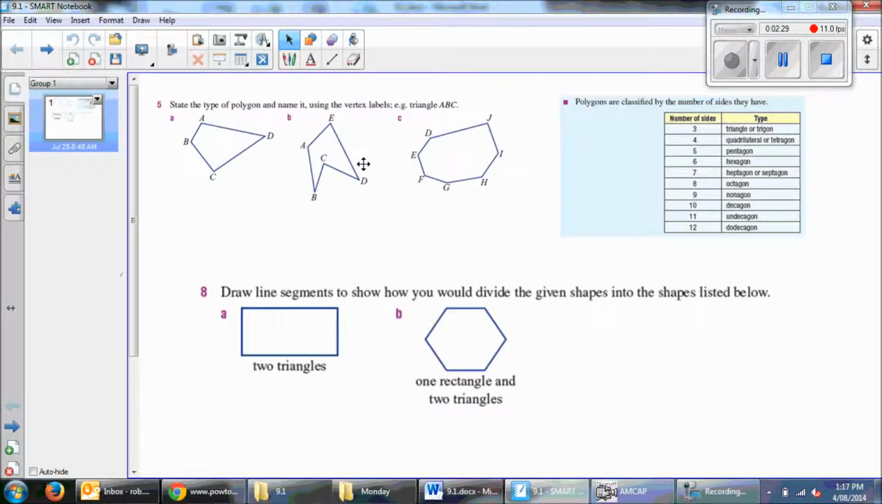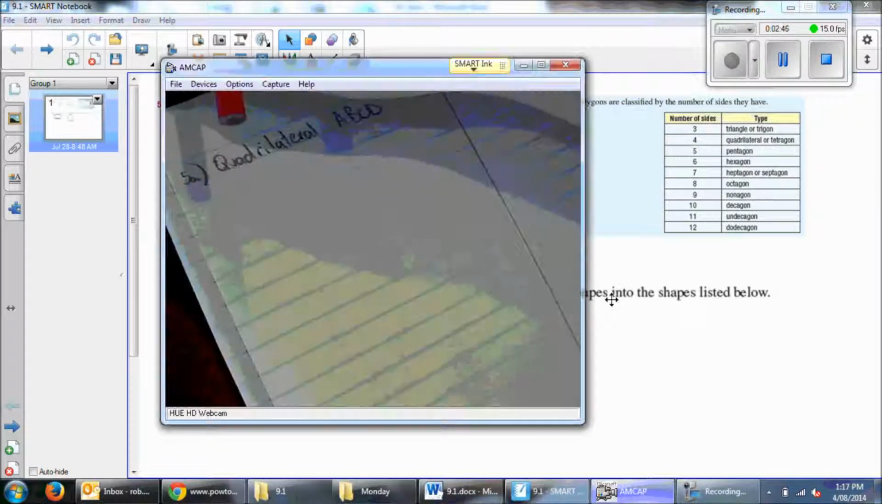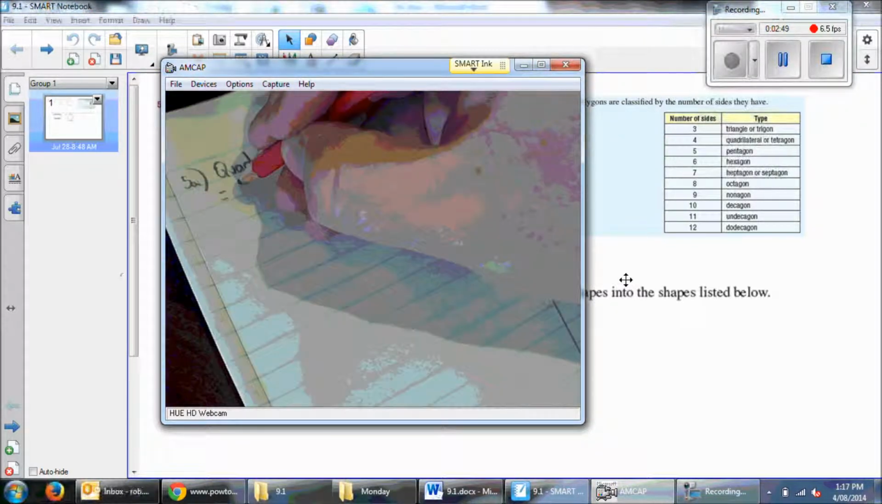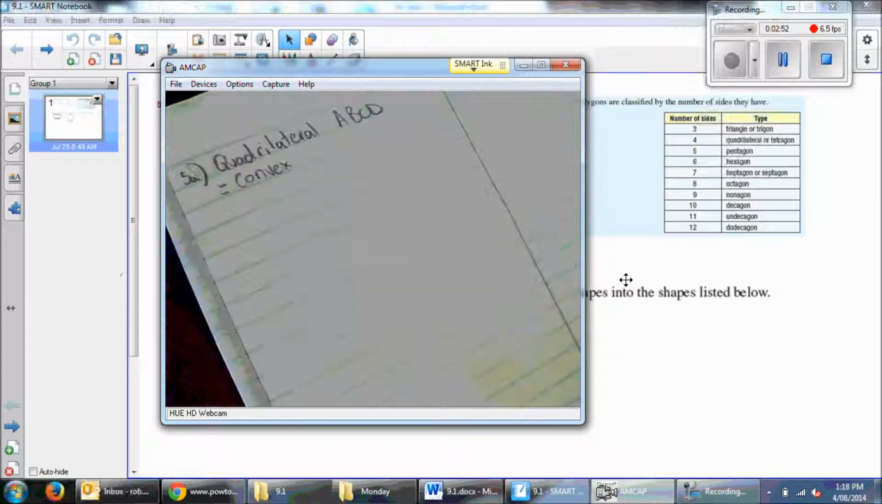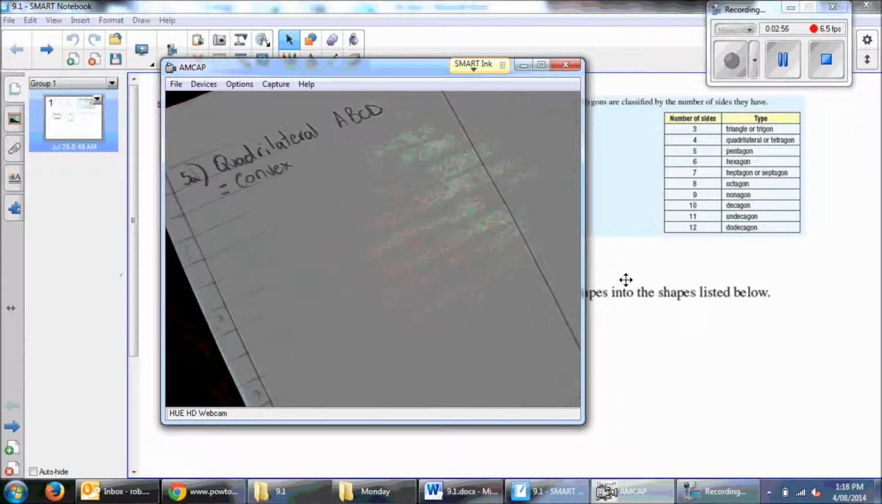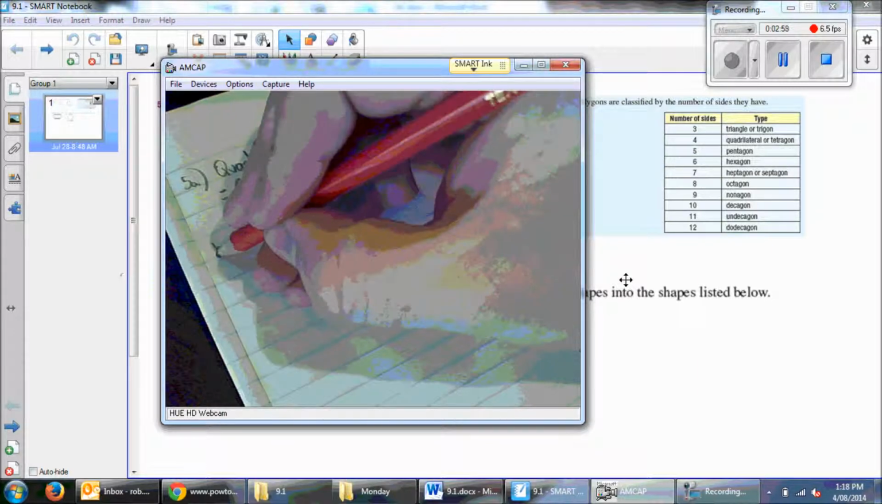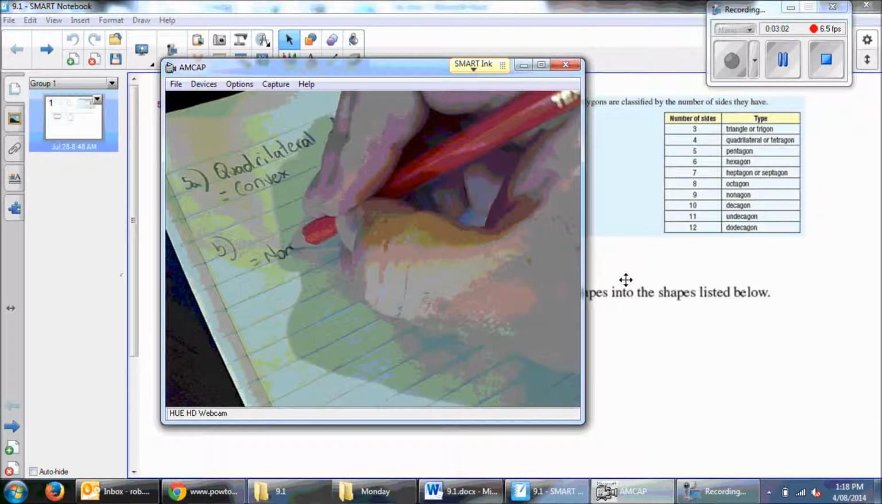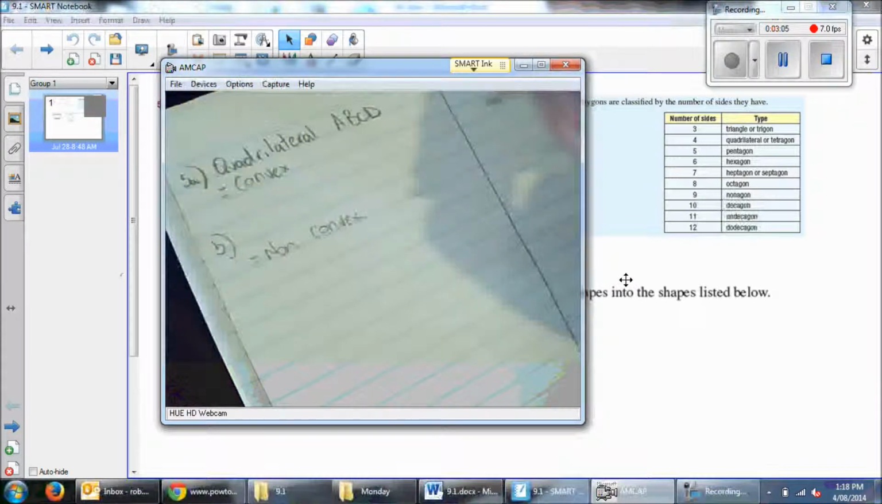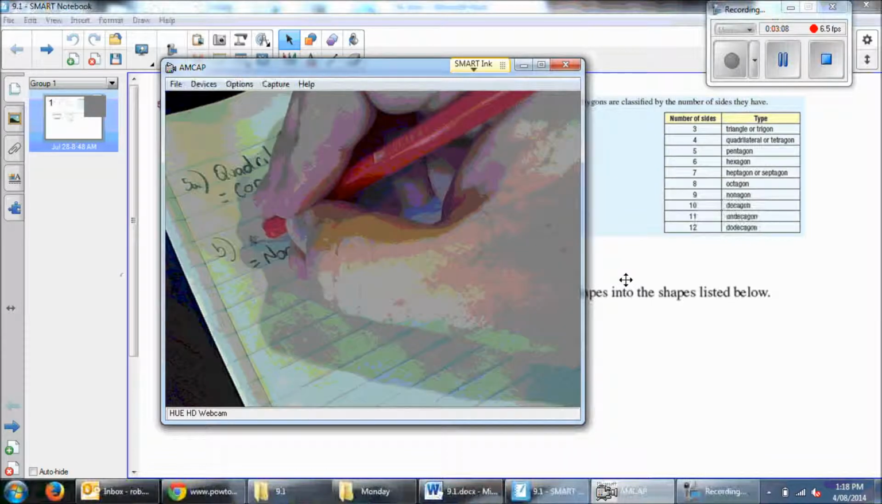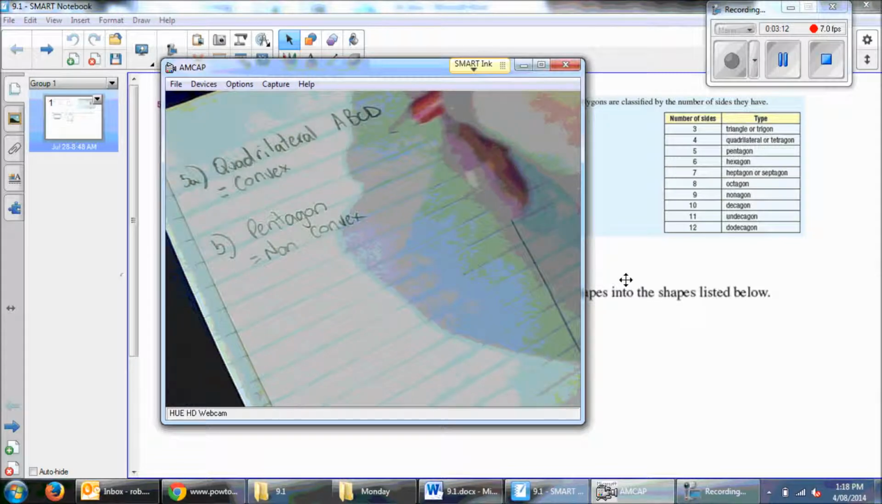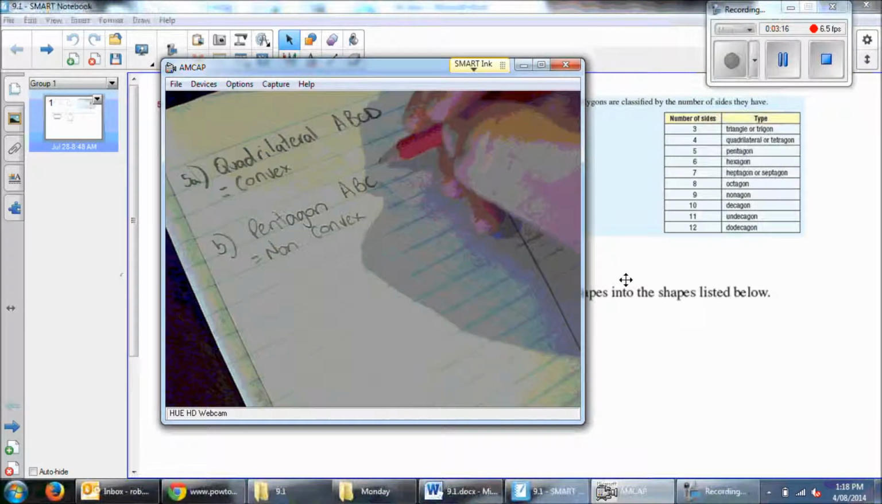So first of all, we count the sides. 1, 2, 3, 4, 5 sides. So we come over to our classification. It's going to be pentagon, and we'll name it A, B, C, D, E. If we had to go back to 5A and say, is it convex or non-convex, it would obviously be a convex polygon, because all of those vertices were pointing outwards, whereas B, it's going to be non-convex because one of its vertices is pointing inwards.